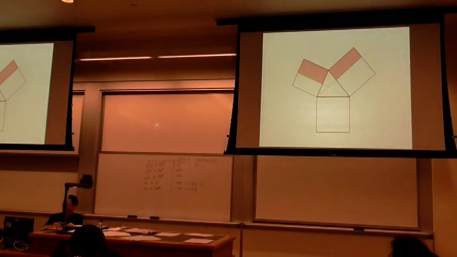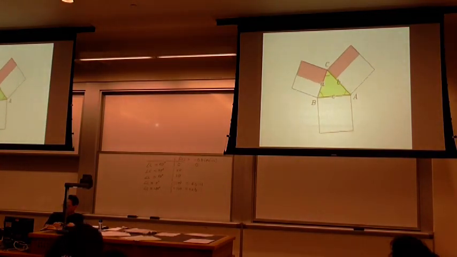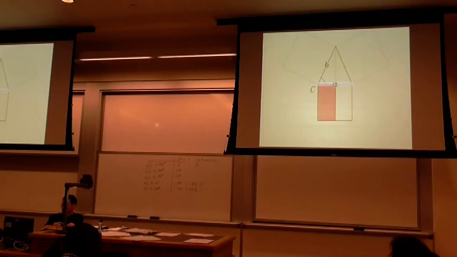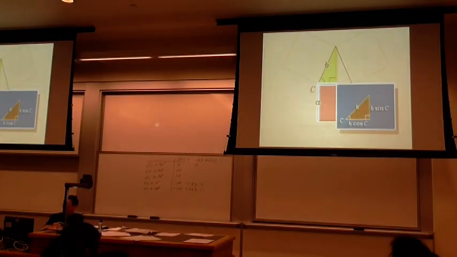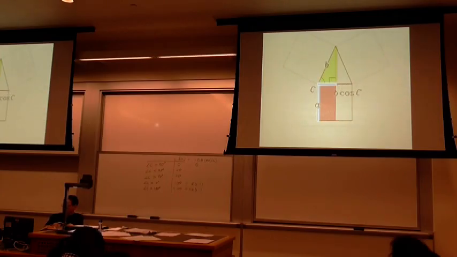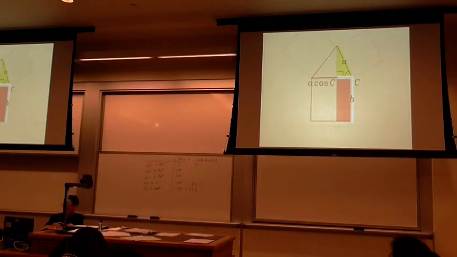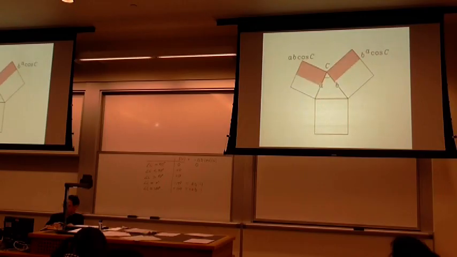Now let's calculate the areas of the two brown rectangles in terms of the sides and angles of the triangle. The area of the rectangle is the product of its edges. This edge has length A. What about the other edge? Remember, in a right triangle, the leg adjacent to angle C is the hypotenuse times the cosine of C. So the area of this brown rectangle is A times B cosine C. And the area of this brown rectangle is B times A cosine C, which of course is also AB cosine C.